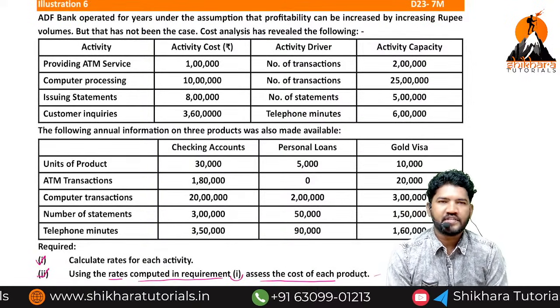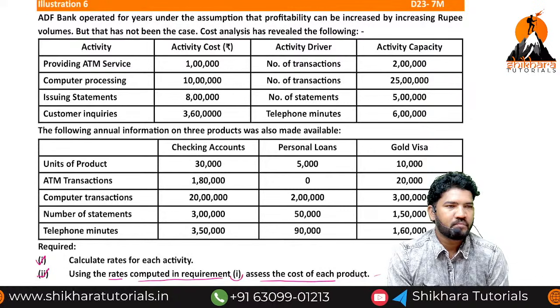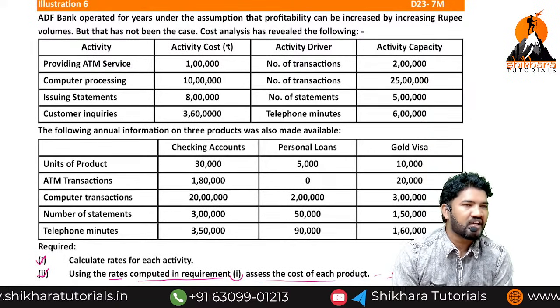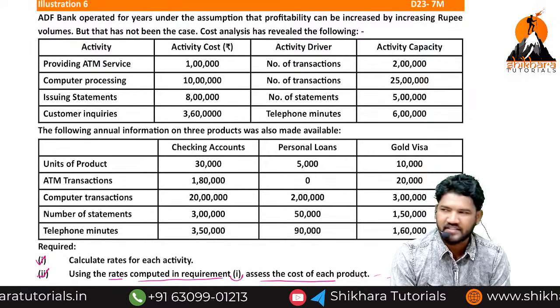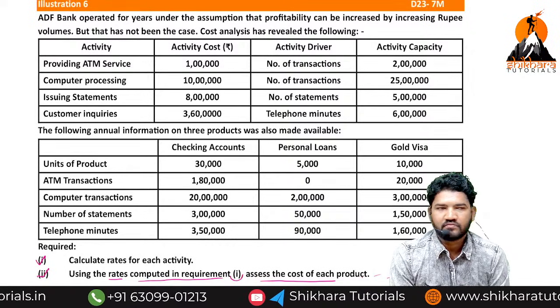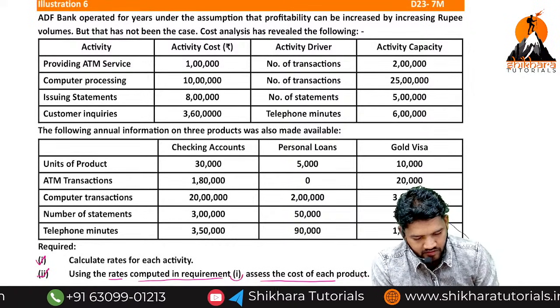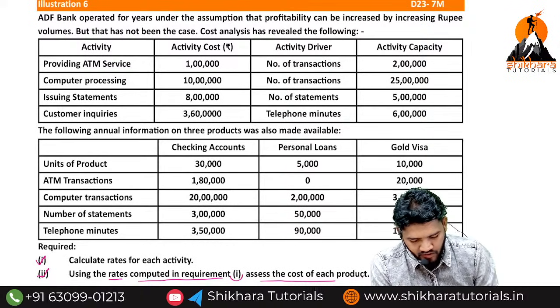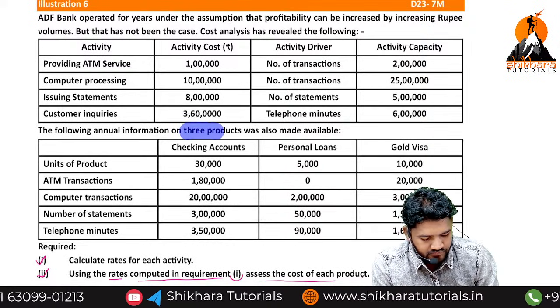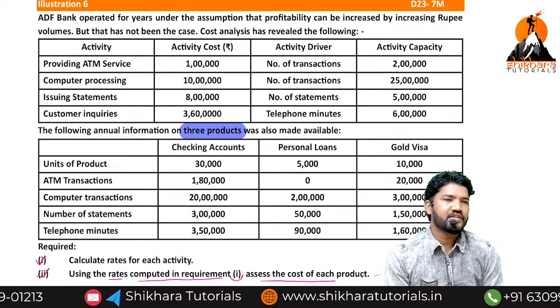Everything is available in the question itself. But you have to give a judgment: single product or more than one product, that's it. You can observe the wording here. The following information on 3 products.